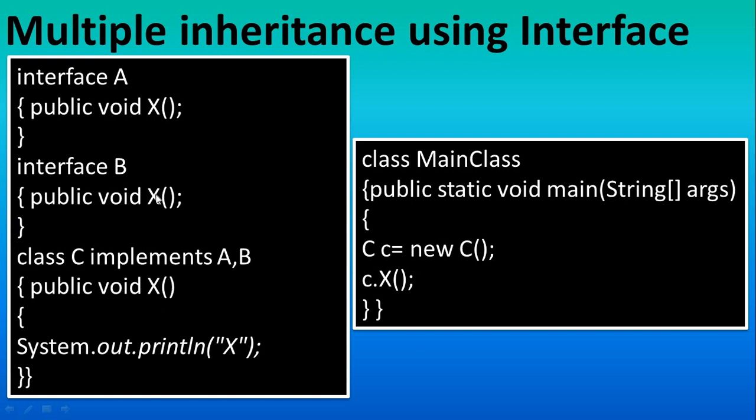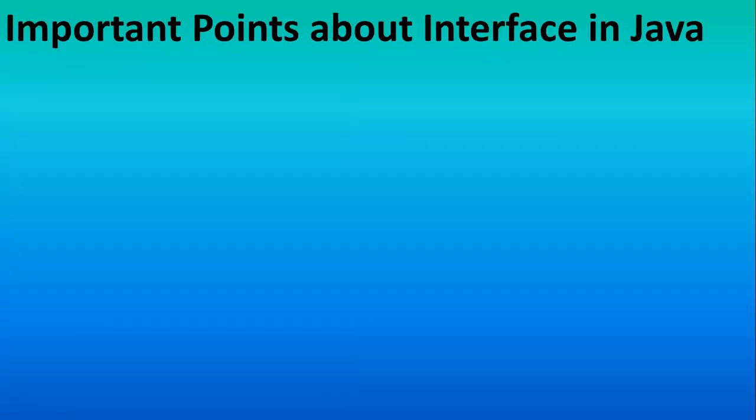So here one point is important, friend. In interface A and B you can take the same method also, but it is more logical if you take a different method. Here I have taken the same method, you can take a different method there. So that is what multiple inheritance is, it will work like multiple inheritance.